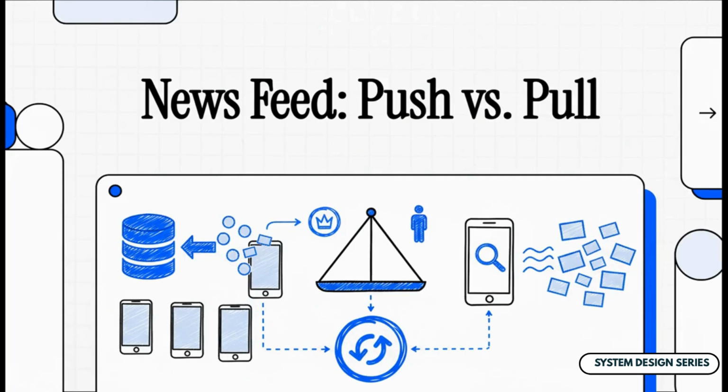Have you ever stopped to think about what actually happens when you refresh your social media feed? You know, that split second. It feels completely instant, right? But behind that simple scroll is one of the gnarliest challenges in modern system design. Today, we're going to tear that apart and look at the core architectural battle that makes it all possible: the push versus the pull model.